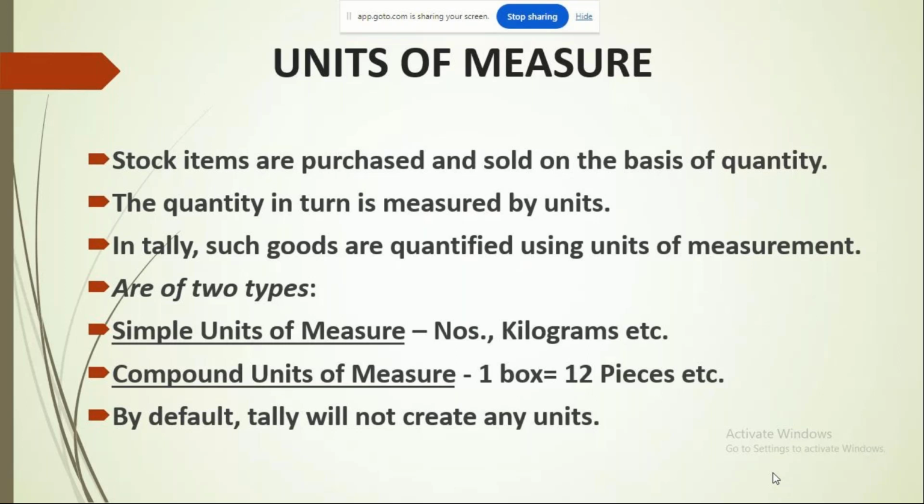So we have two types. One, we have simple units of measure. Second, we have compound units of measure. Simple, in simple terms, if I have to define, is when we make use of only one unit of measure. That is numbers, or kilograms, or grams, dozens, liters. Only one we are going to use. But what about compound units of measure? When we use more than one, multiple units of measure, we go for a compound unit of measure. Example, like one box of 12 pieces. I'll give a classic example.